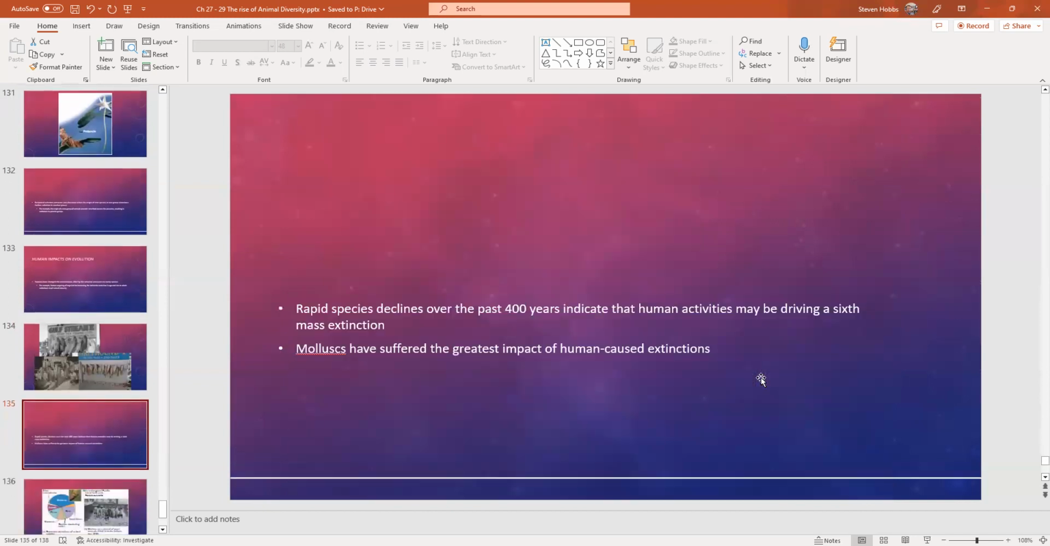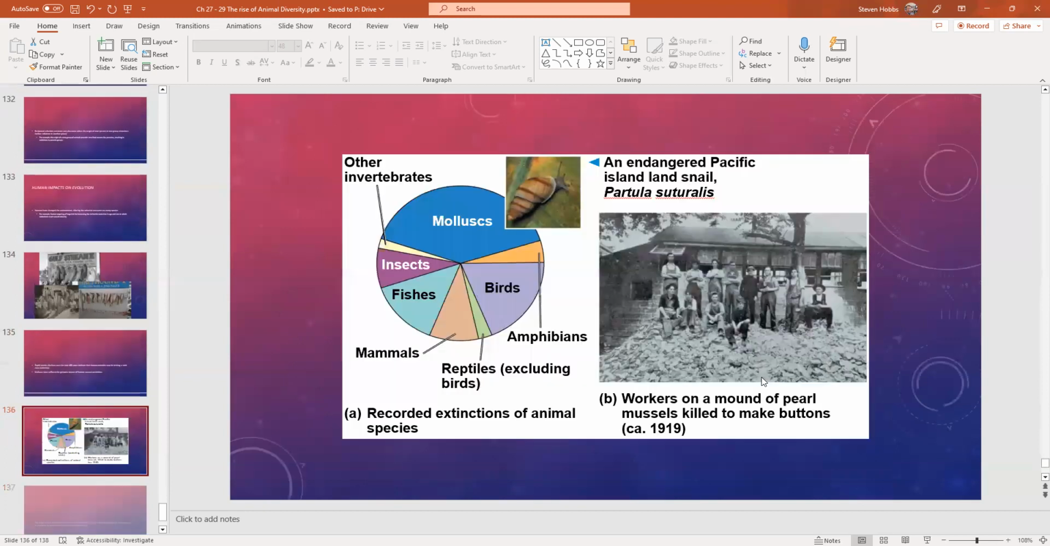So rapid declines over the last 400 years indicate that human activities are the driving force for our sixth mass extinction, known as the Anthropocene extinction. Mollusks have suffered the greatest impact.